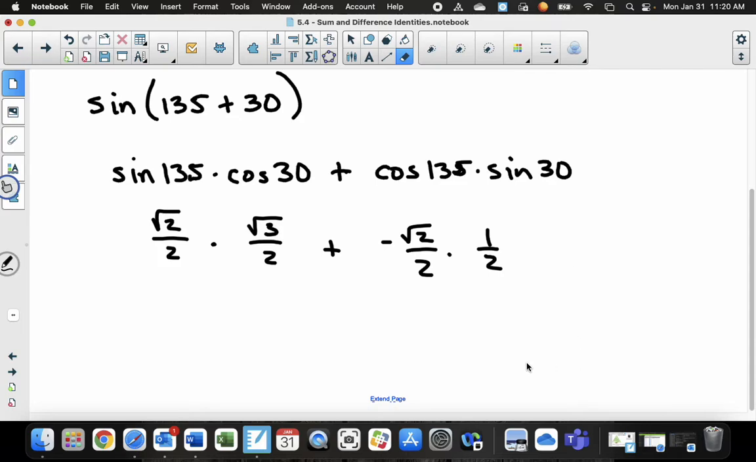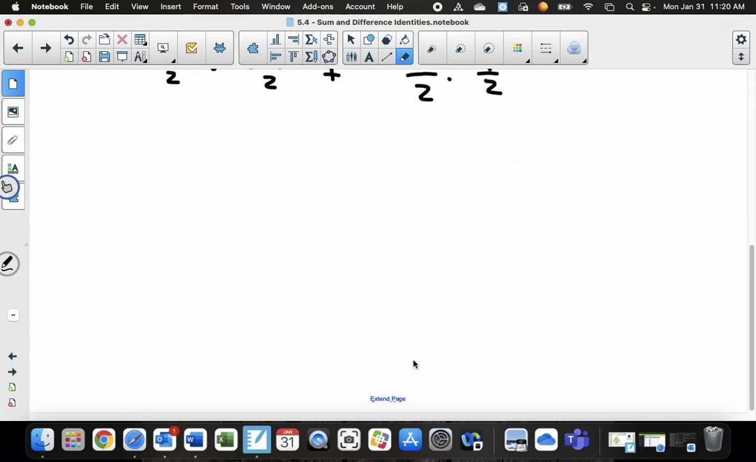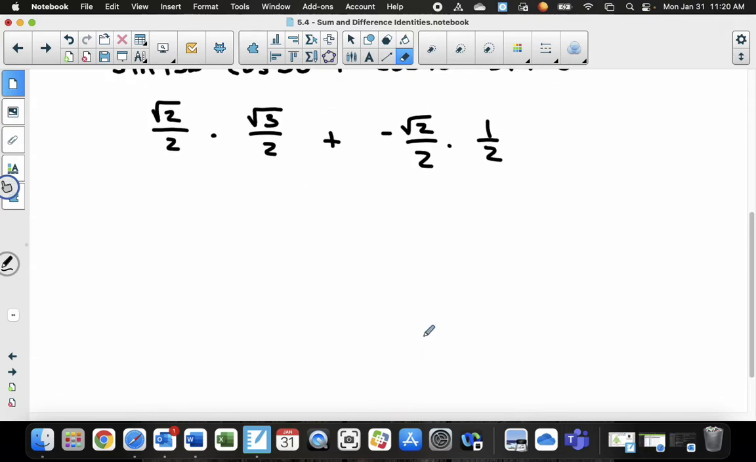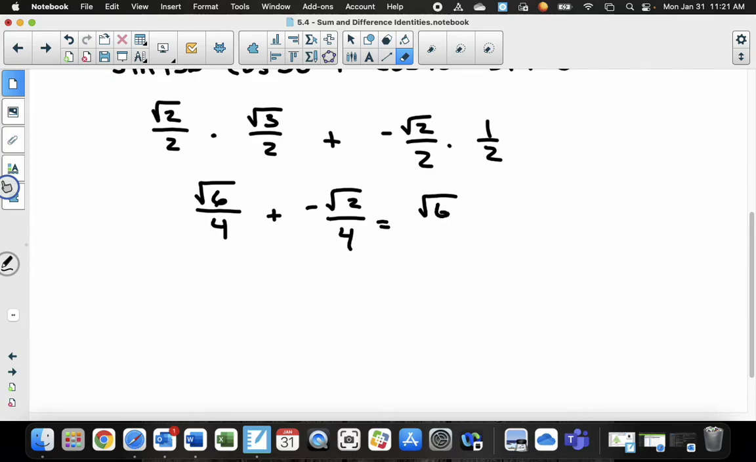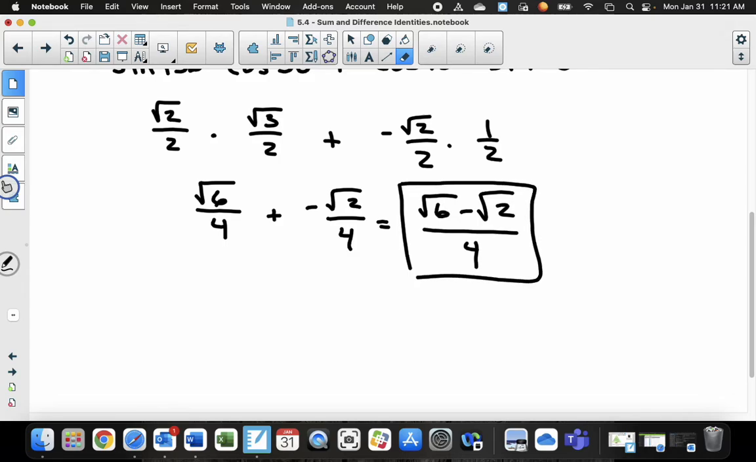And then if we finish this up, when we multiply, we get the square root of 6 over 4. Second part, we end up with negative square root of 2 over 4. When we put that all together, we end up with the square root of 6 minus the square root of 2, all over 4. Okay? So there's the sine of 165 degrees.